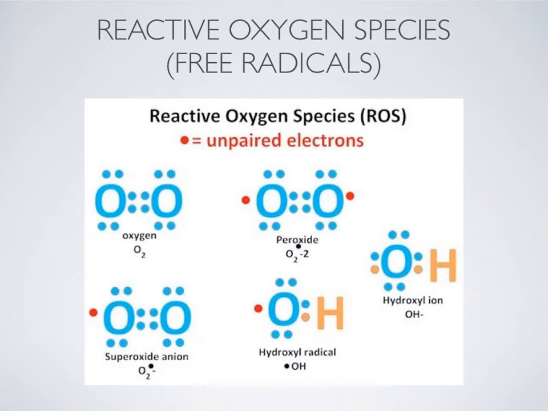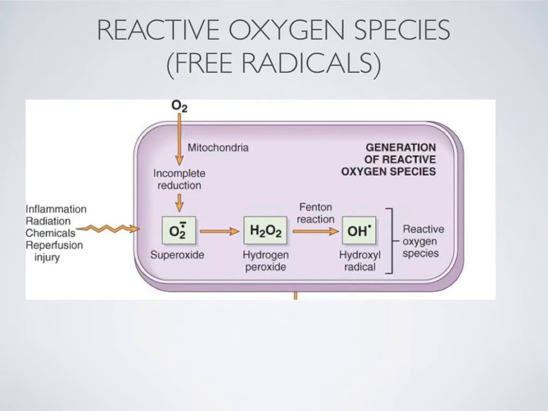So these are what I mean by ROS, reactive oxygen species. These are molecules that have oxygen and that are unstable because they have unpaired electrons or extra electrons. Like here, the hydroxyl ion has extra electrons. And so what happens inside the mitochondria, normal oxygen will come in, and then if the mitochondria isn't functioning correctly, or if there's too much oxygen, then you can get incomplete oxidative phosphorylation, and that produces some of these free radicals or reactive oxygen species.